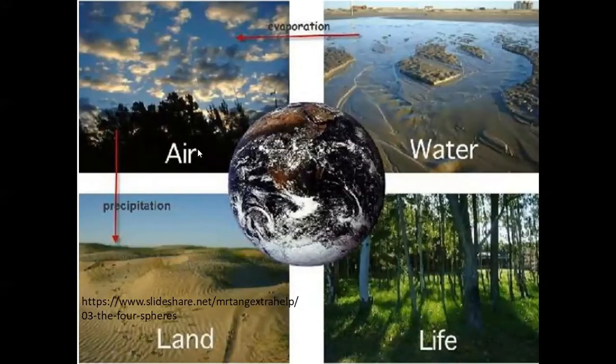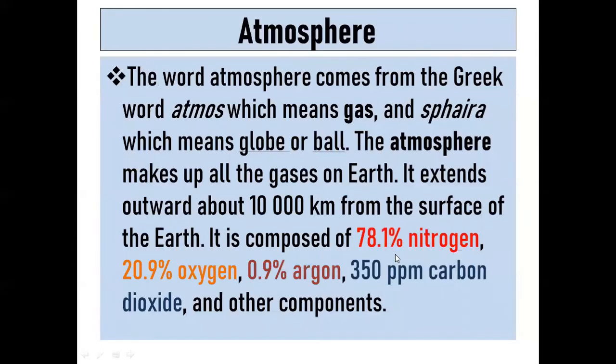Here are the 4 subsystems: air, water, land, and life. First, the atmosphere. The word atmosphere comes from the Greek word atmos, which means gas, and sphaira, which means globe or ball. The atmosphere makes up all the gases on Earth. It extends outward about 10,000 kilometers from the surface of the Earth. It is composed of 78.1% nitrogen, 20.9% oxygen, and 0.9% argon, and 350 parts per million carbon dioxide and other compounds.